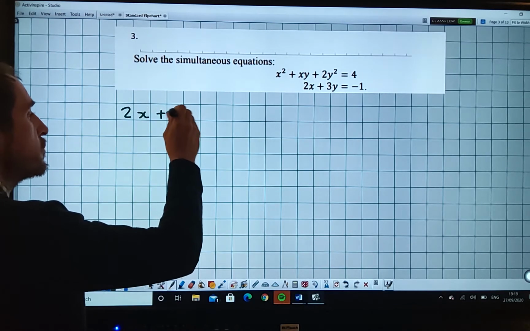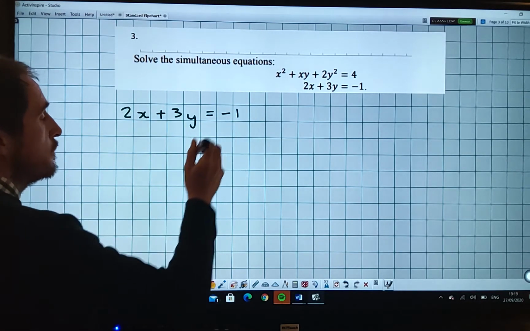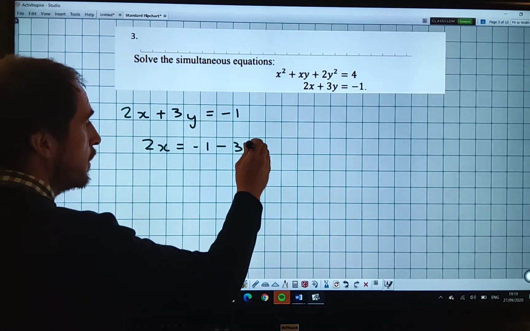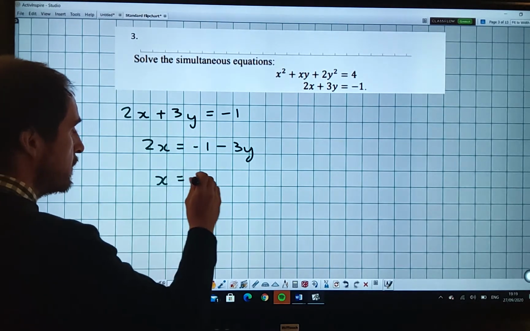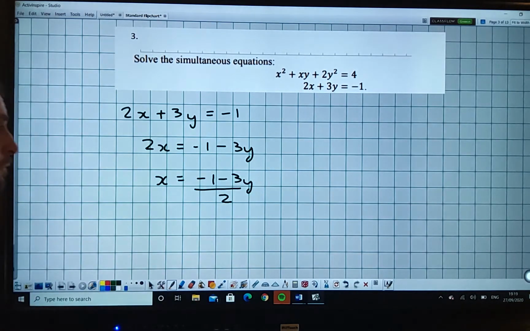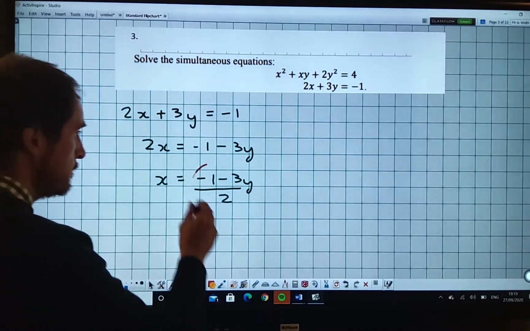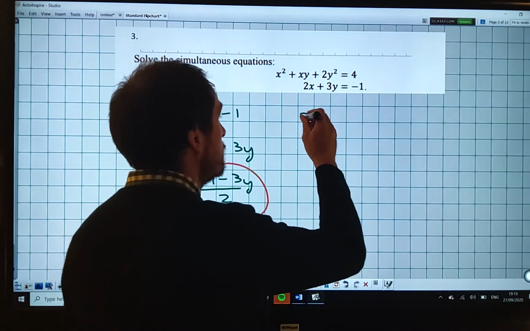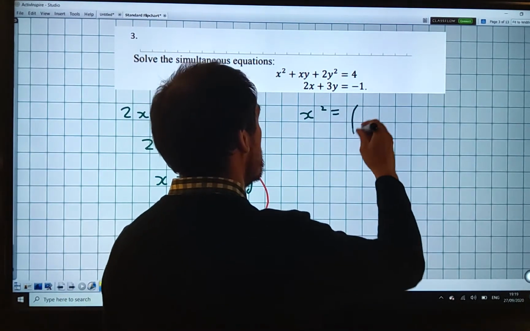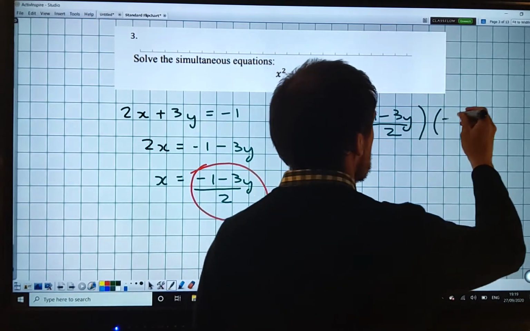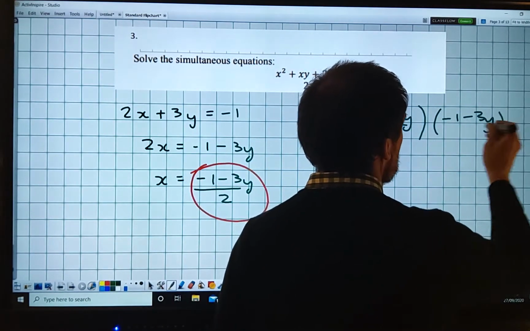2x plus 3y is equal to minus 1. So 2x is equal to minus 1 minus 3y. Or x is equal to minus 1 minus 3y all over 2. That's the key thing there. Right? Now, from that, I can work out x squared is equal to minus 1 minus 3y over 2 times minus 1 minus 3y over 2.